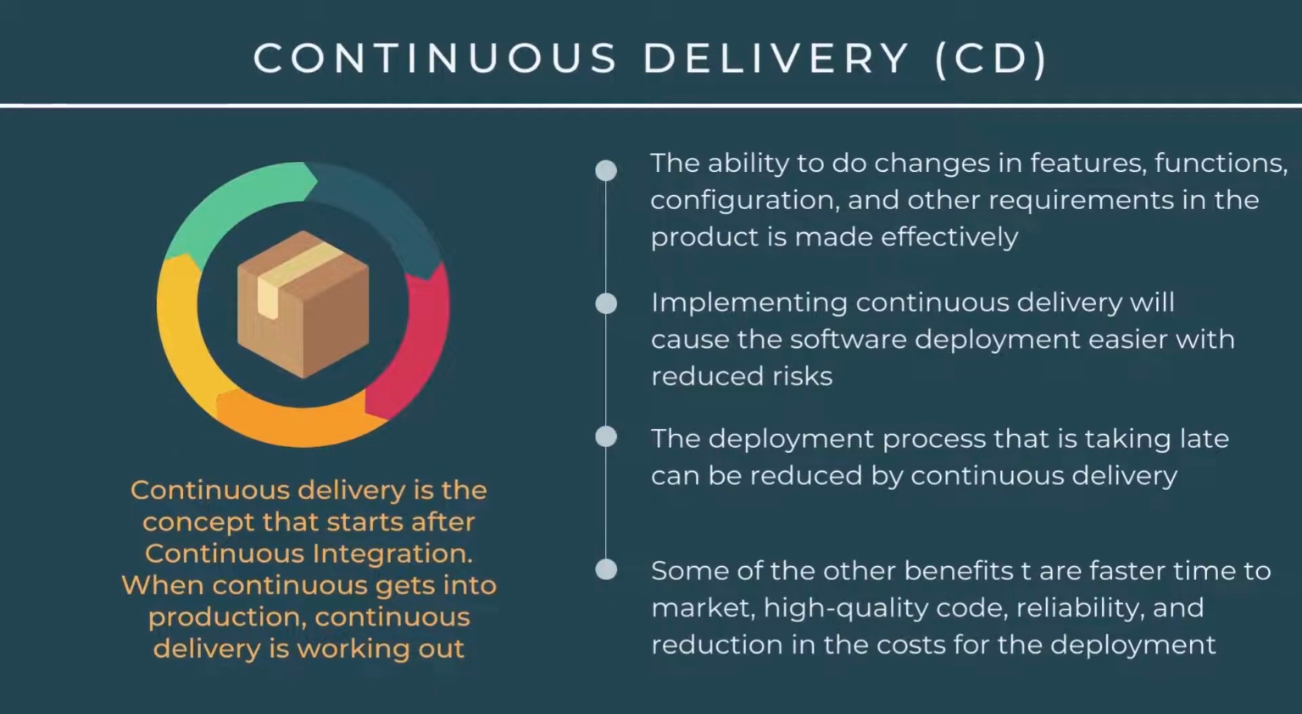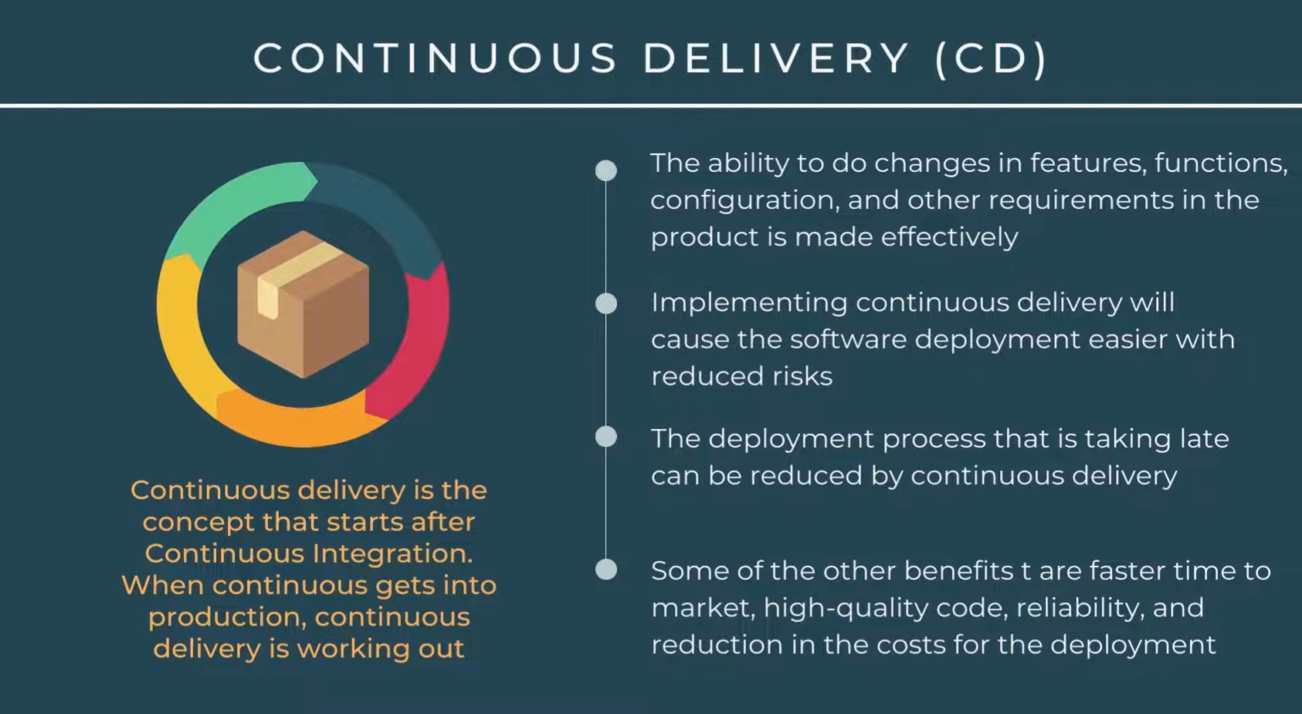Fifth, talking about continuous delivery or CD. Continuous delivery is the concept that starts after continuous integration. When continuous integration gets into production, continuous delivery is working out. The ability to make changes in features, functions, configuration, and other requirements in the product is made effectively with continuous delivery. Implementing continuous delivery will make software deployment easier with reduced risks. Even for large and complex projects, continuous delivery could be highly helpful.